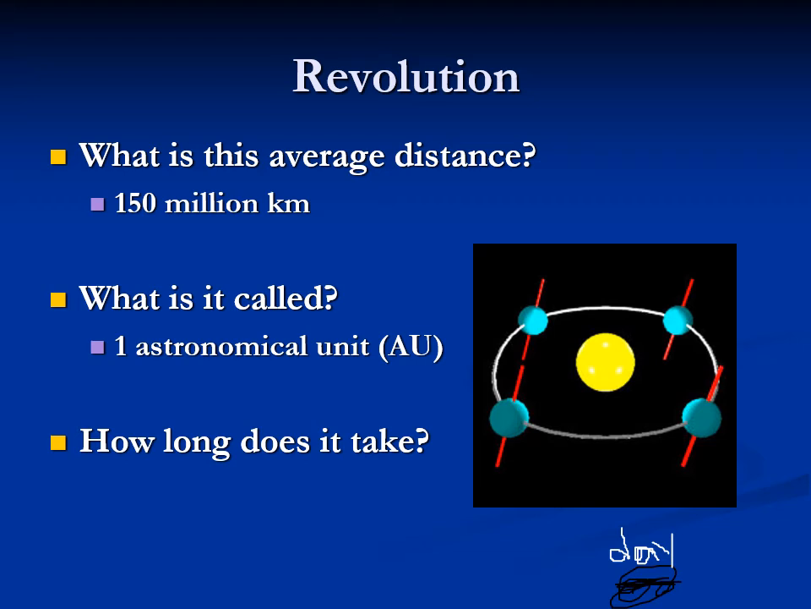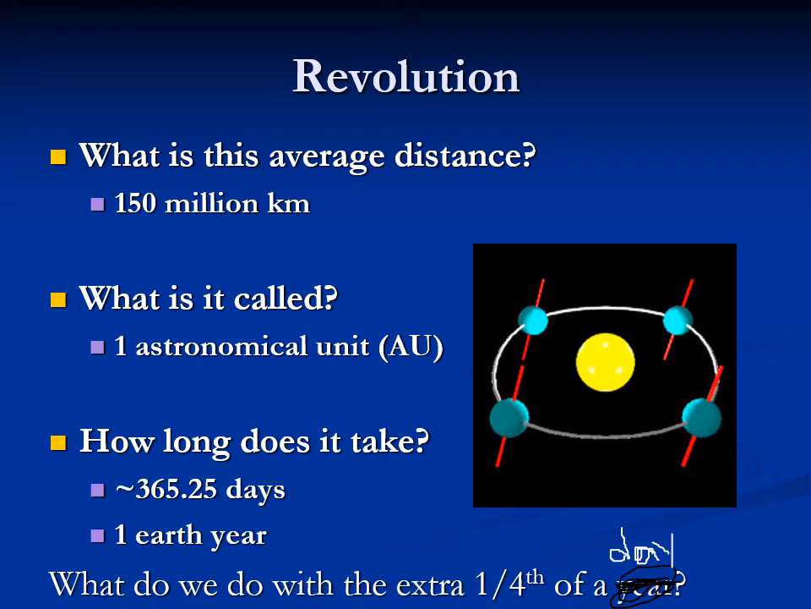Well, how long does it take for the Earth to revolve around the Sun? It takes about 365.25 days, or 1 Earth year. But here's a question. What do we do with the extra 1/4 of a day every year? Because we do have an extra 1/4 of a day every year. What do we do with it? You're going to see that question come up later on.